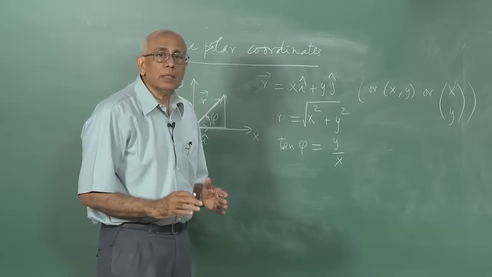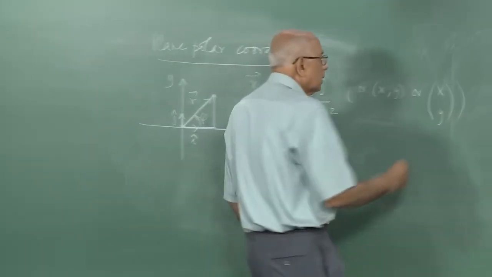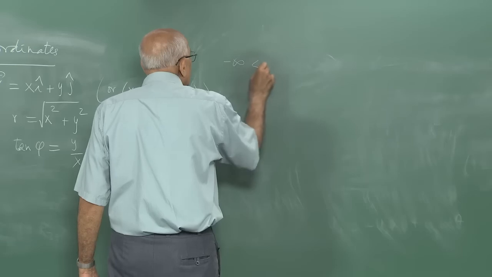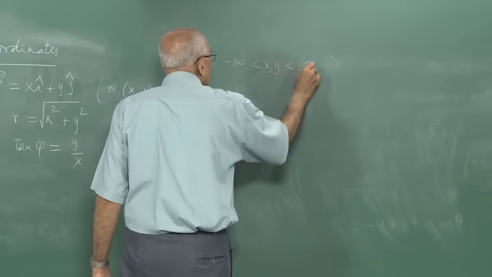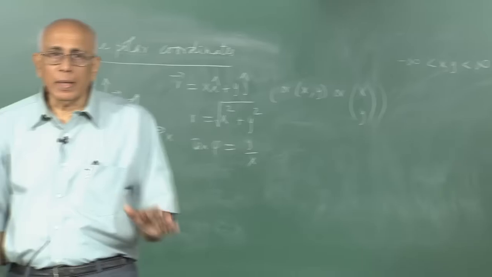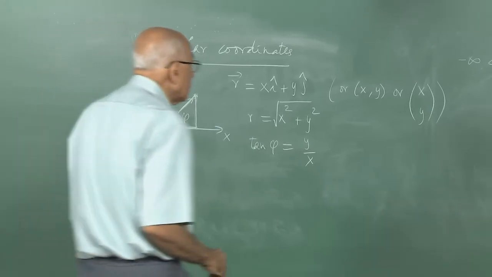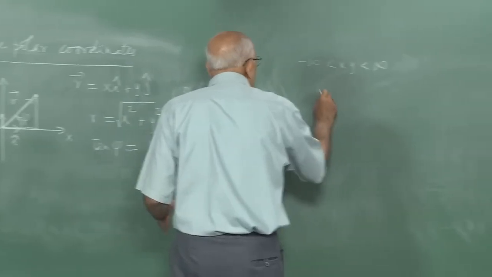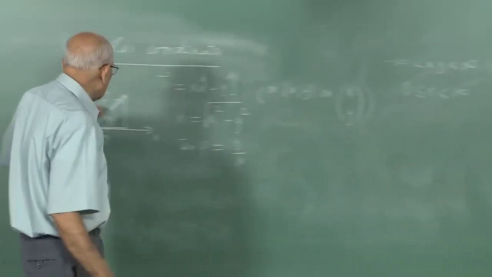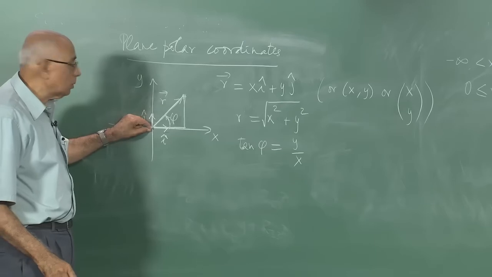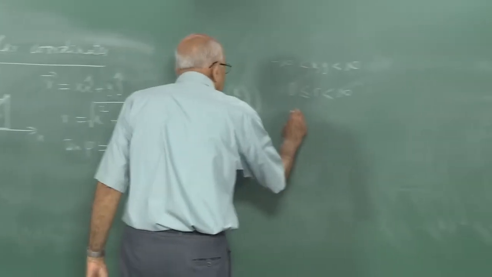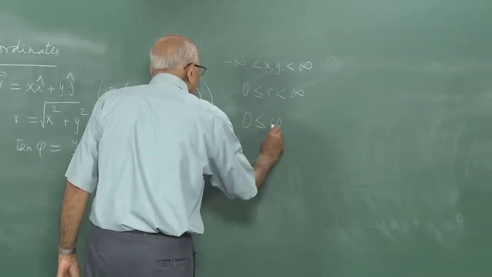Then the question arises as to what are the ranges of these quantities. Just to remind you, minus infinity is less than x or y is less than infinity. So that is the range of the original Cartesian components on a plane, running all the way unbounded in both directions. On the other hand, 0 is less than or equal to r less than infinity, because this distance can at best be 0, the least value is 0, and on the other side it is unbounded, and phi runs 0 less than or equal to phi.